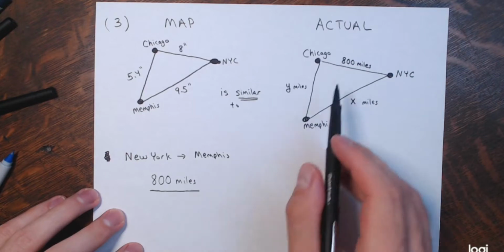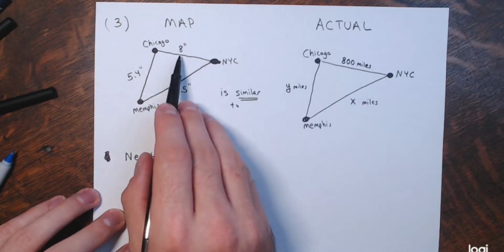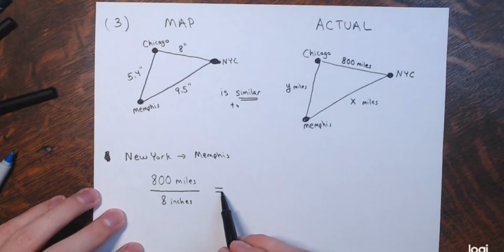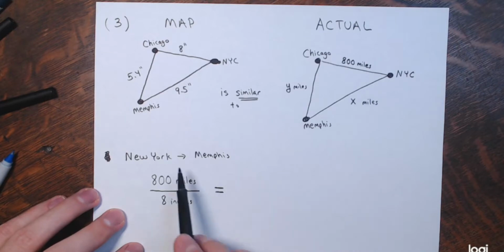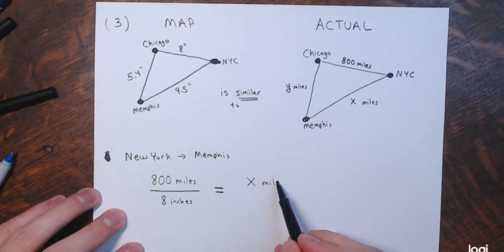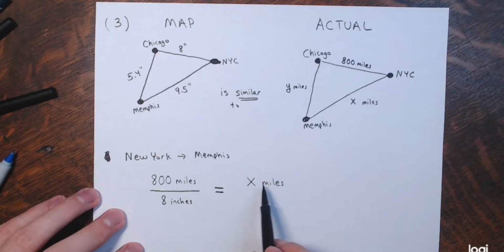And that corresponds to the distance from Chicago to New York on the map, which is 8 inches. Now I'm going to put the word inches here, right? So 800 miles in real life is represented by 8 inches on the map. And this ratio of corresponding sides should be equal throughout the entire problem for both these figures, for any pair of corresponding sides. So we want from New York to Memphis, which I called X miles. And notice again, I have miles in both numerators, right? Both these numerators are coming from the same triangle, and the denominator is coming from the same triangle as well.